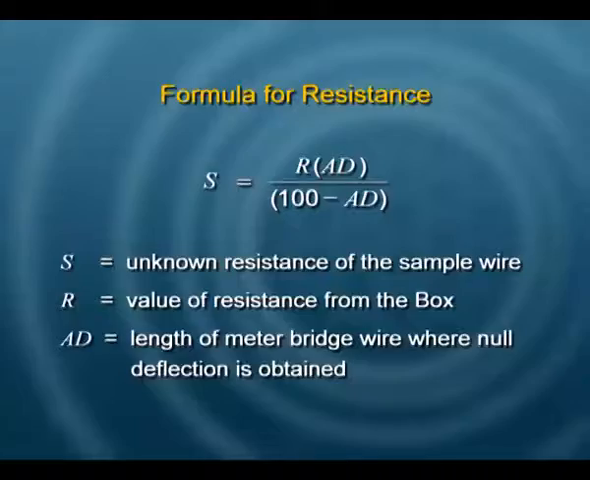The formula that you will require will be: the resistance of the wire, say, is represented by S. This is equal to R, the resistance which you will take out from the resistance box, AD divided by 100 minus AD. AD is the length where you will get a balance length on the wire meter bridge, and 100 minus AD would be calculated from there.